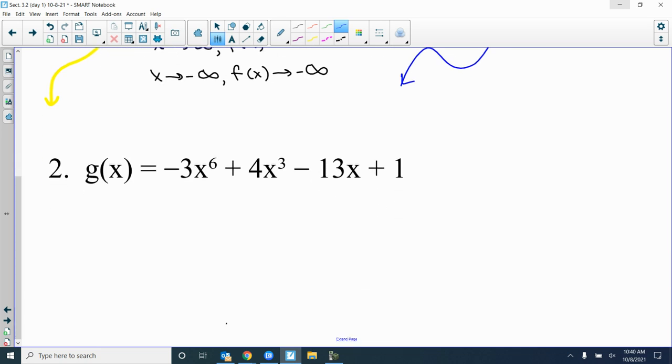All right, take a look at this one. Copy that one down. If you think you know the end behavior, write it down.